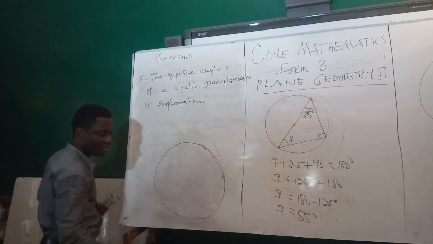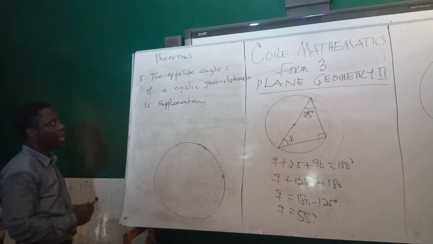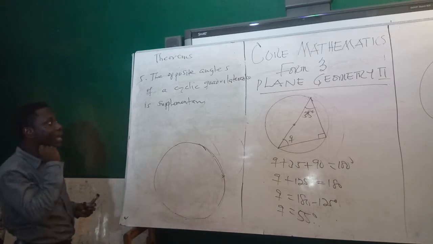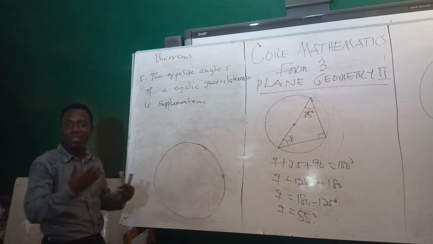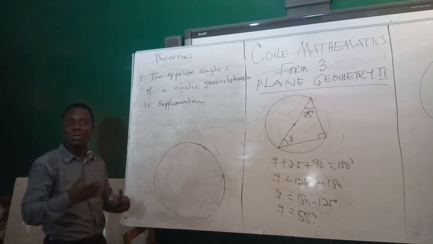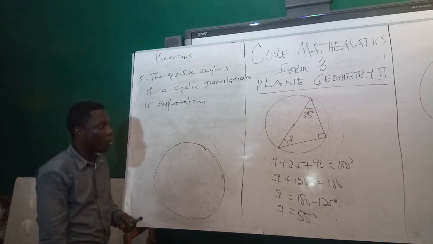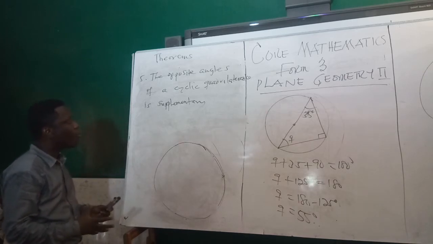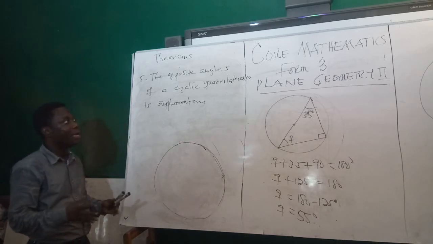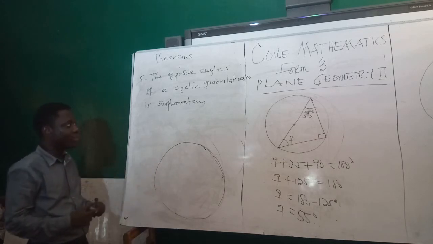What it simply means is that now we need to understand what we mean by cyclic quadrilateral. A quadrilateral is any four-sided plane figure, like the square, the rectangle, the rhombus, the trapezium. All of that are what we call quadrilaterals because they are four-sided and they are plane figures. Now, when you have a plane figure that fits into a circle, then you have what we call a cyclic quadrilateral.